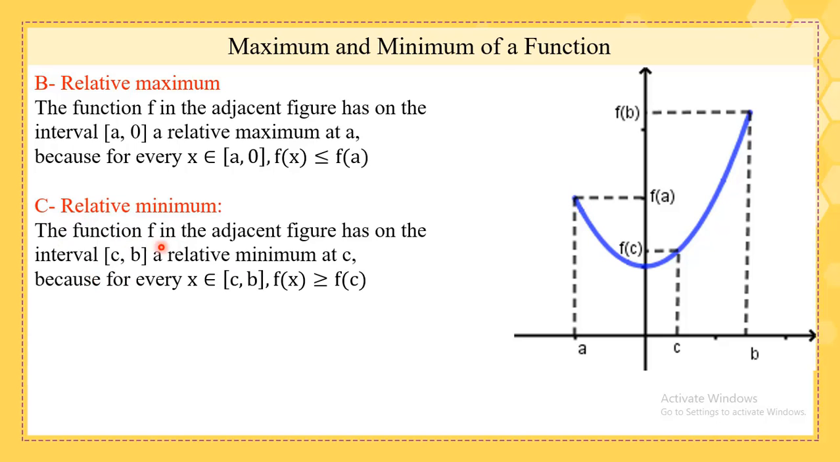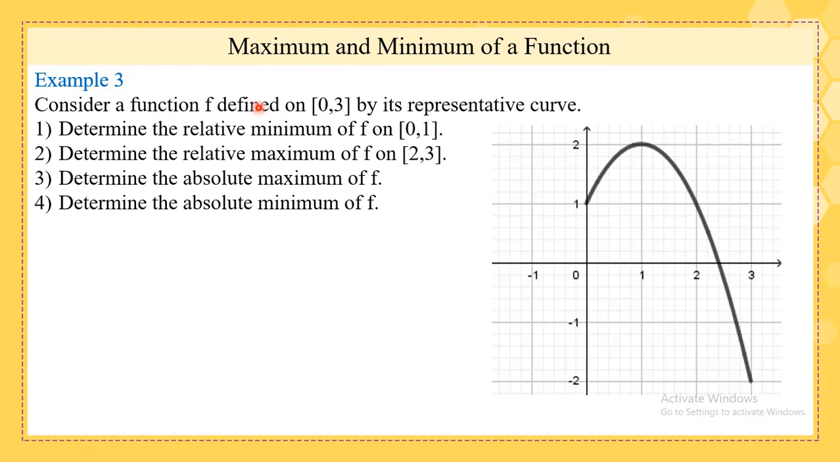Relative minimum. The function f in the adjacent figure has on the interval [c, b] a relative minimum at c. This is the function on the interval [c, b], and this is the lowest point at c, so it's f(c), because for every x belonging to [c, b], f(x) is greater than or equal to f(c). So a relative maximum or a relative minimum is a maximum or minimum, but on a defined interval, on a part of the domain of definition of the function.